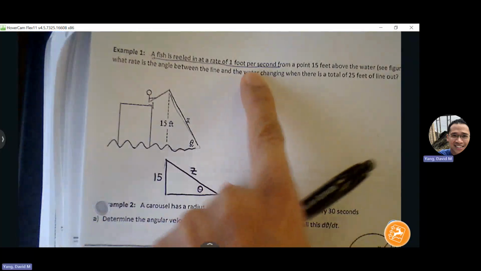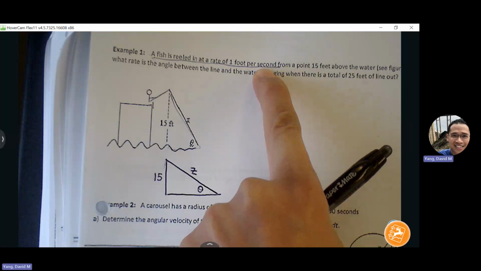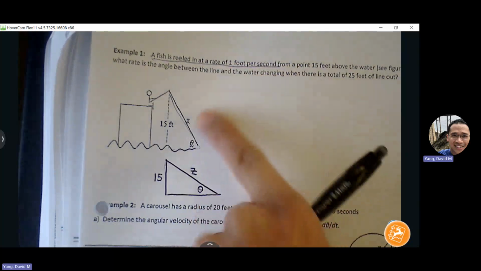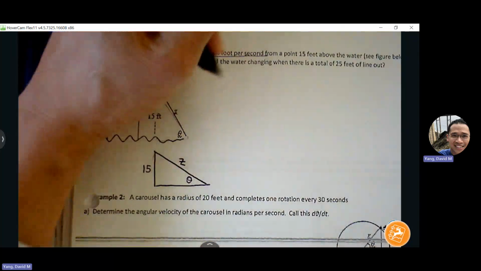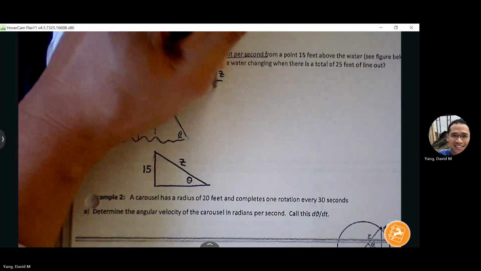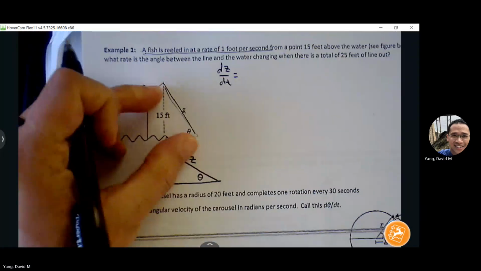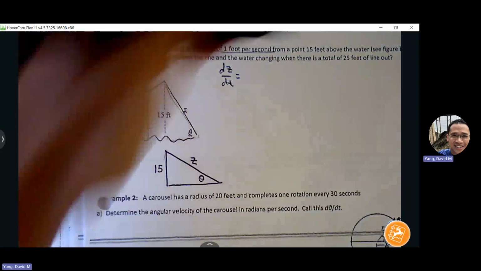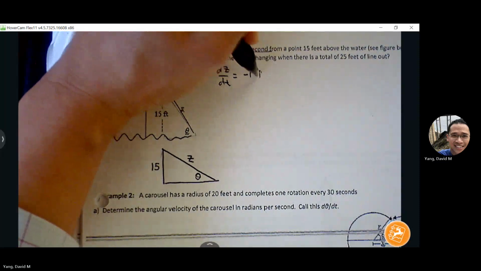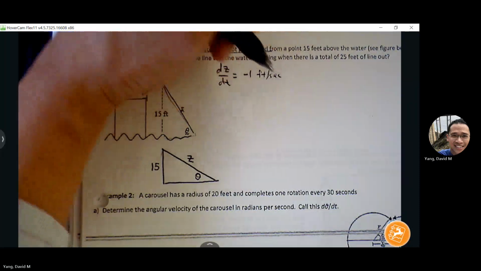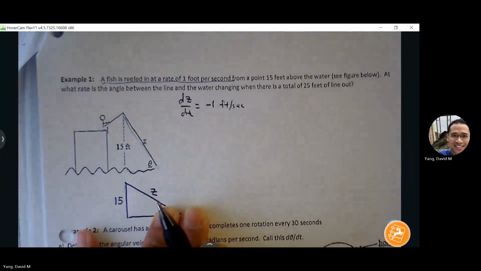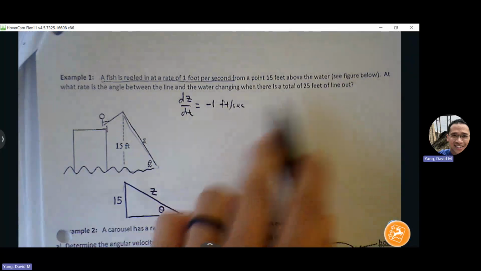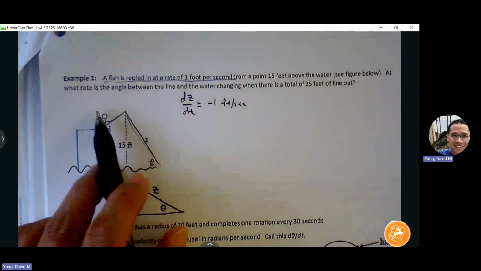What do you think this is referring to? Good, dz/dt. You know this is a rate, so it can't be that constant, but it's related to z, so it's dz/dt. Okay, positive or negative? Because it's getting smaller, right? Z is decreasing in length. Uh, 15 feet above water, so we know that's the constant there.